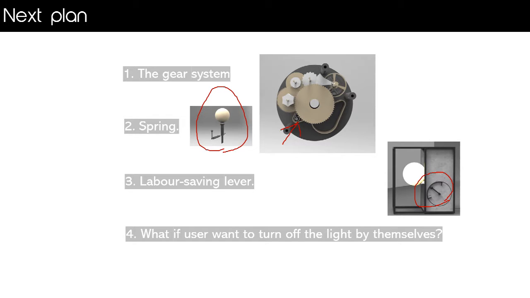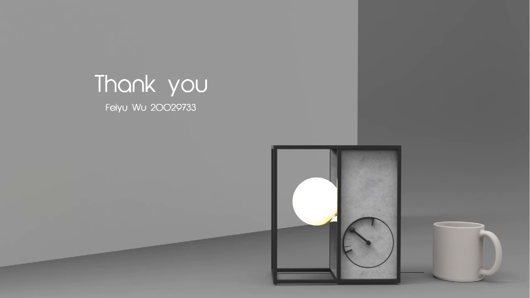And the last one is, what if the user wants to turn off the light by themselves? Maybe add one more switch? That's all of my presentation. Thank you.